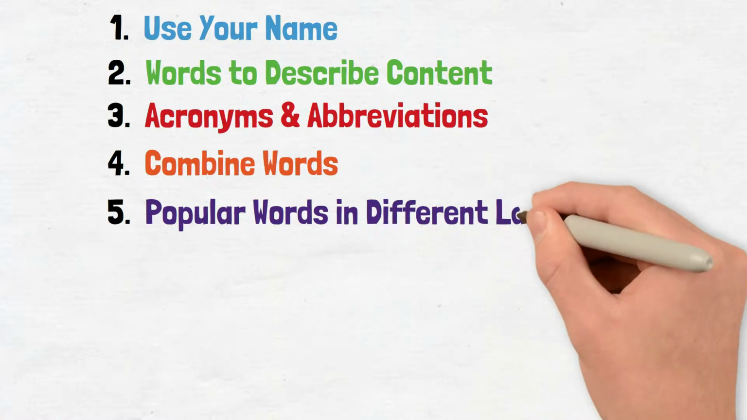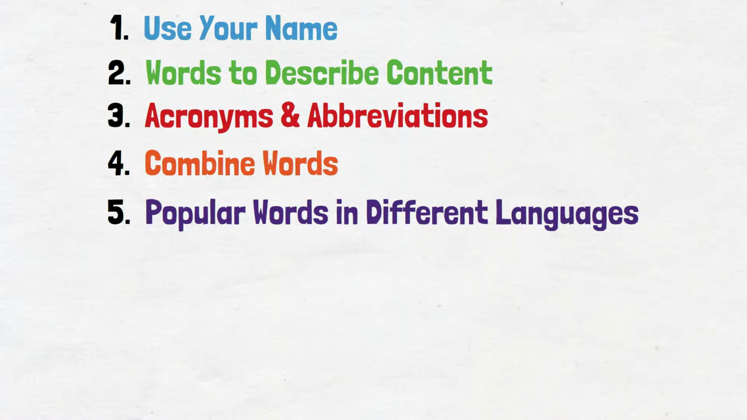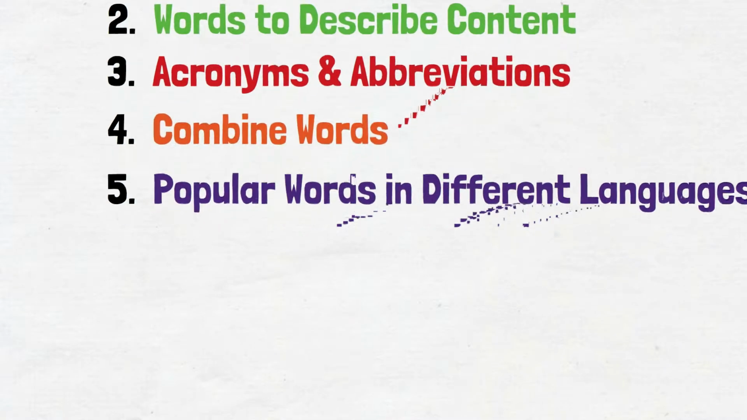The fifth way you can name your business is by using common words in a different language. Using popular words in a different language as a business name has become more popular lately. Something along the lines of words like viva. Like in Spanish, it means expression of approval or excitement.